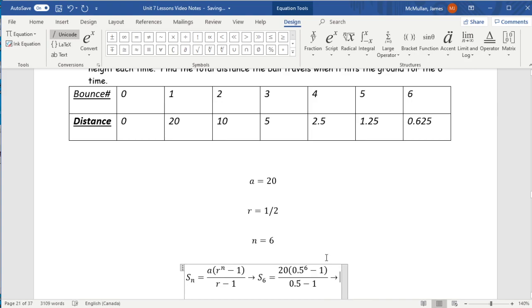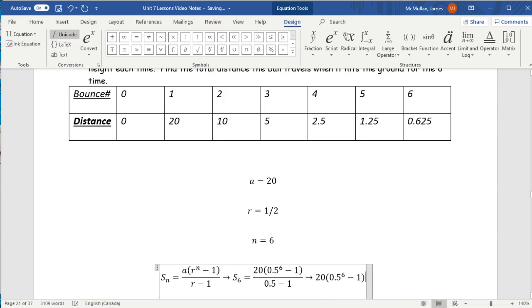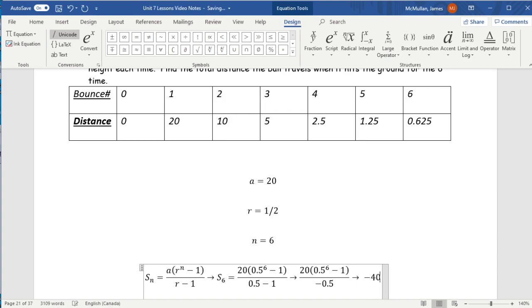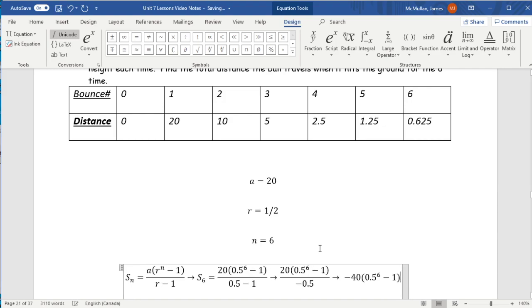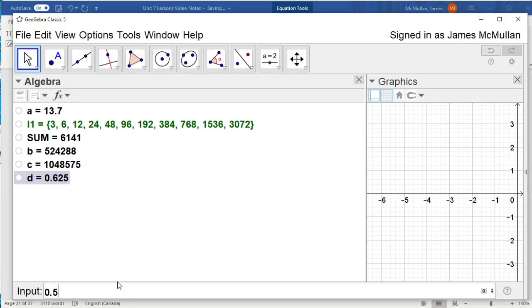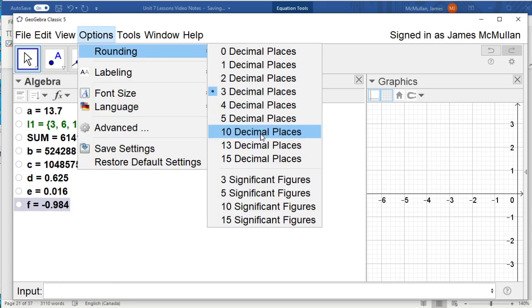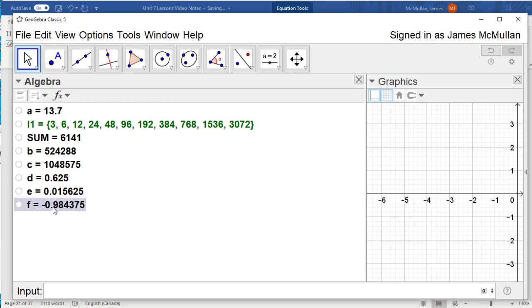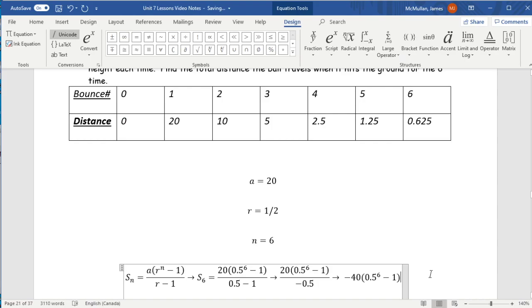Now again, just to clean this up a little bit. On the bottom you have negative 0.5 because 0.5 take away 1 would be negative 0.5. So we can clean this up a bit. We get negative 40, and then 0.5 to the power of 6 minus 1. So let's figure out what that is. 0.5 to the power of 6 minus 1 is negative 0.984375.